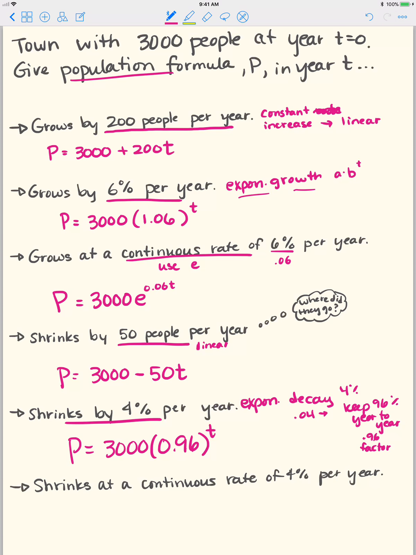The last example here is it's shrinking at a continuous rate of 4% per year. So 4% is 0.04. The fact that it's shrinking, we're going to have a negative exponent on our e value. So our population formula is 3,000 e to the negative 0.04t. And again, all that negative is indicating is it's a decreasing rate, and the 0.04 is the continuous rate of decrease. And that would be the function for that one.